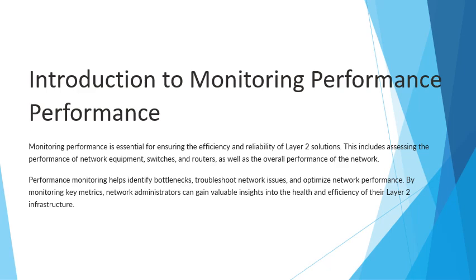Now let us look at monitoring the performance of our layer 2 solutions. This includes assessing the performance of network equipment, switches and routers as well as the overall performance of the network. So performance monitoring helps identify bottlenecks, troubleshoot network issues and optimize network performance. By monitoring key metrics, network administrators can gain valuable insights into the health and efficiency of the layer 2 infrastructure.